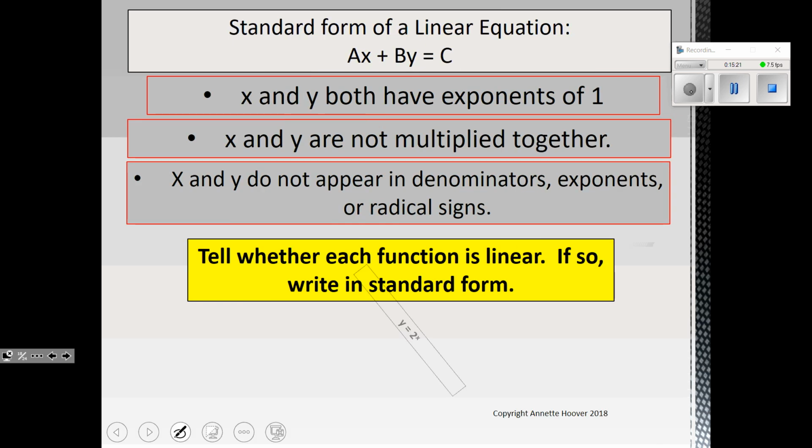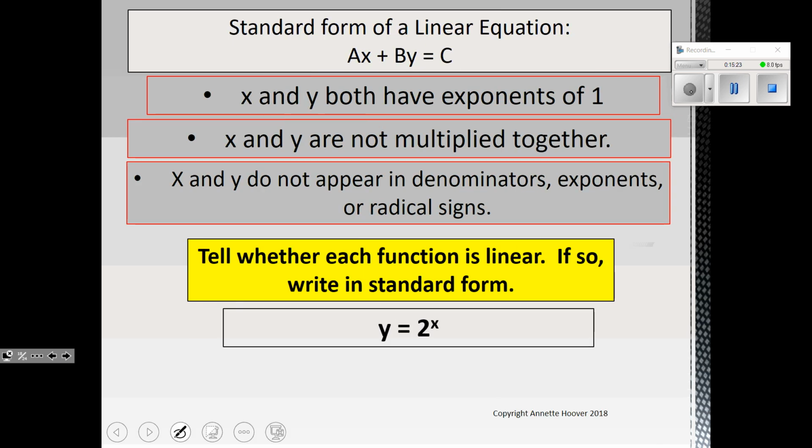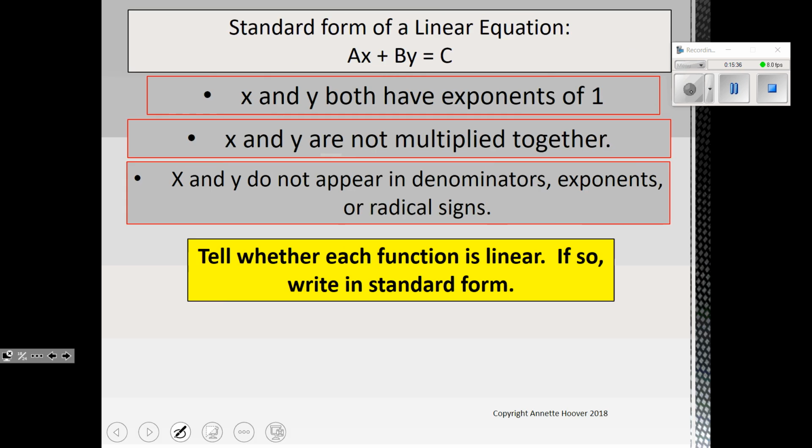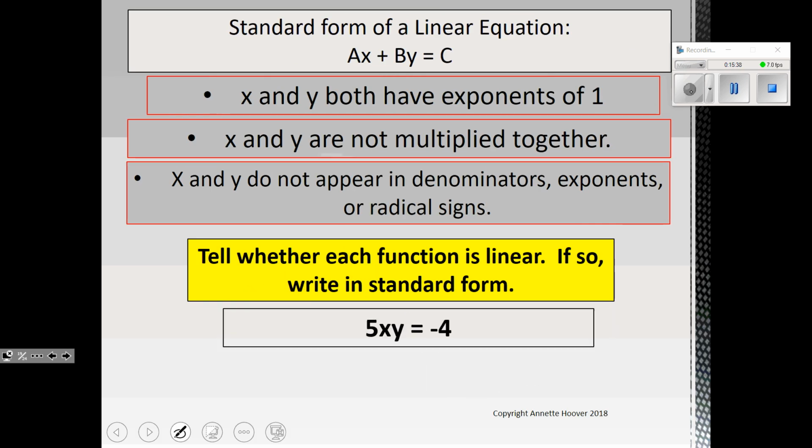Okay, here's another equation. Is this function linear? Well, here you see the x variable as an exponent. They cannot appear as an exponent, so that is not a linear equation. Here is one. You see that the x and the y are being multiplied together. You cannot have them multiplied together according to that rule right there. So that is not a linear equation.